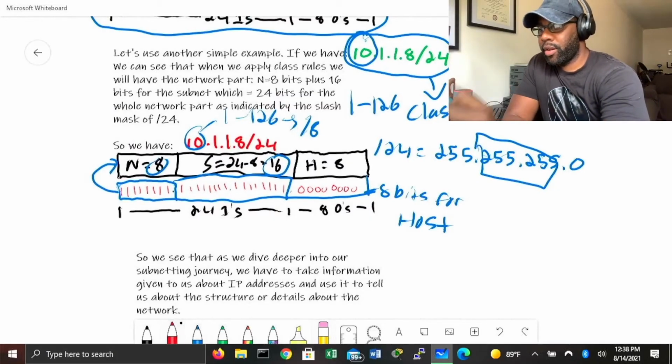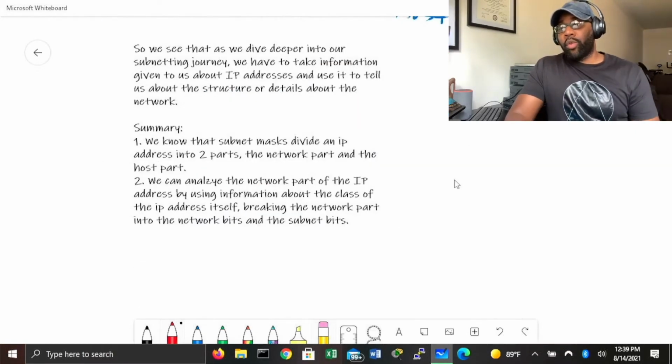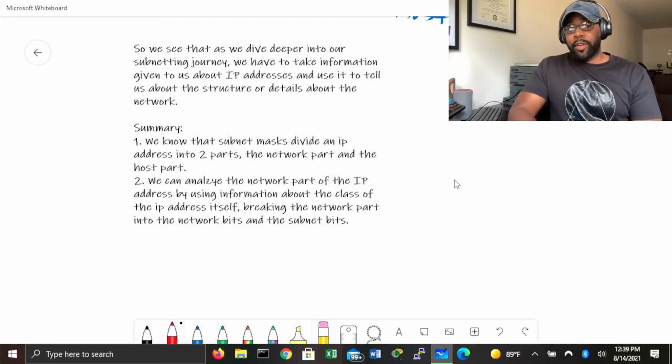And as you see here, we're reverse engineering some examples like this right here to understand the nature of subnetting with regards to the IPv4 anatomy, right? We analyze the network part of the IP address by using information about the class that the IP address itself belongs to, right? So we can break the network part into network bits and subnet bits. Now remember, the network part is different from the network bits. The terminology is kind of confusing, but this is how I'm learning it.